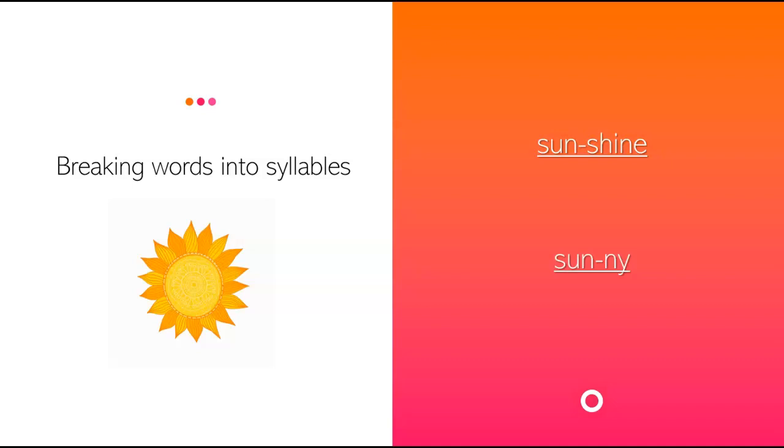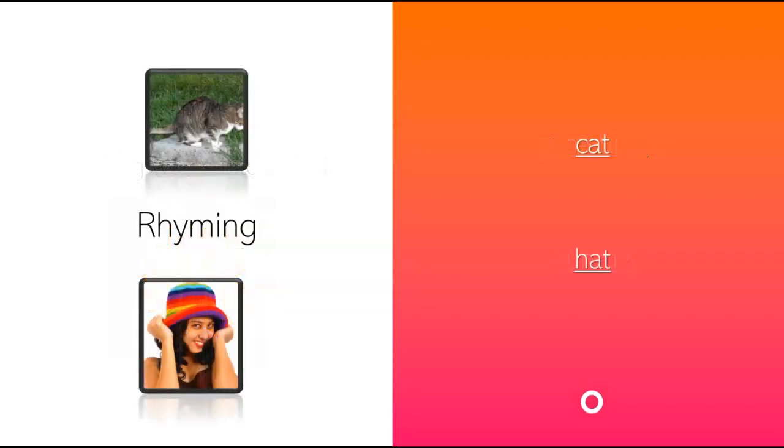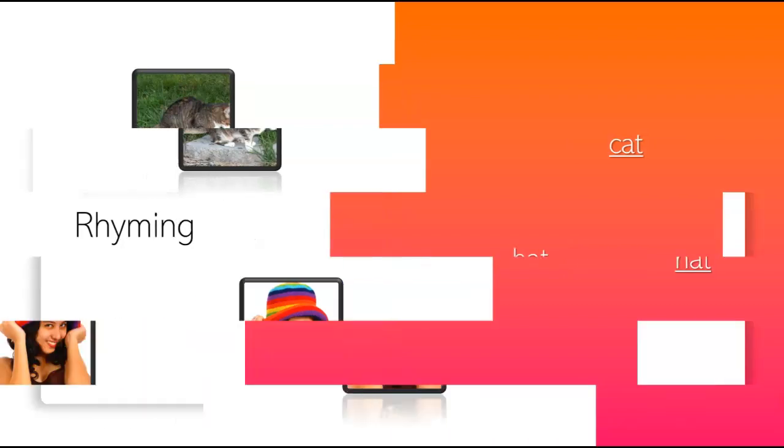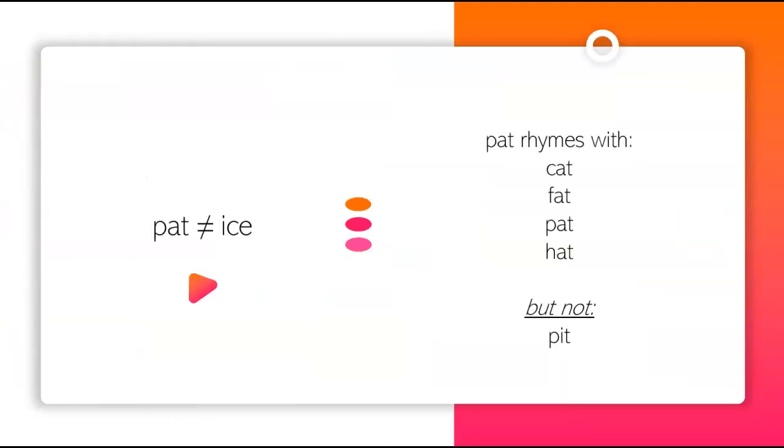Rhyming is another skill that we focus on. This includes being able to identify whether or not words rhyme or if they have a similar ending, or be able to supply a rhyming word when given a target word. So a child with sufficient phonological awareness would be able to tell me that pat and ice do not rhyme. And if she were given the word pat, she would be able to tell me words that rhyme with it, such as mat, bat, or cat.